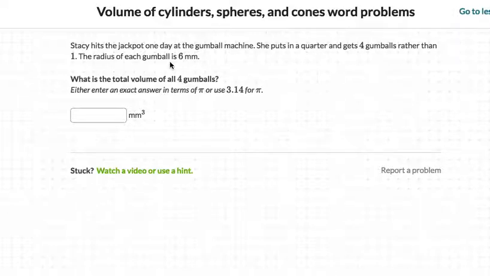We're being given a radius of 6 millimeters. So our volume is 4 over 3 times pi times r cubed. Okay, that's what we have for starters. We can also see that we're going to have to calculate 4 of these. So all 4 gumballs is what we're asked. The total volume of all 4 gumballs is what she gets. So we're going to have to multiply this times 4 as well.